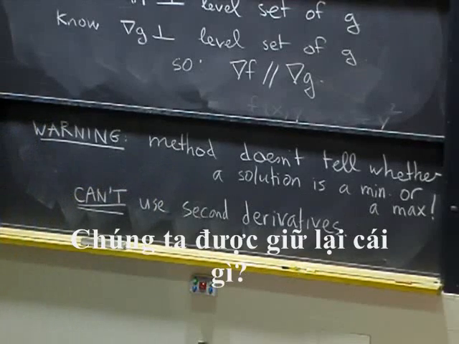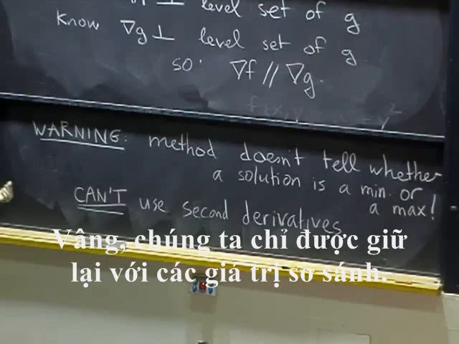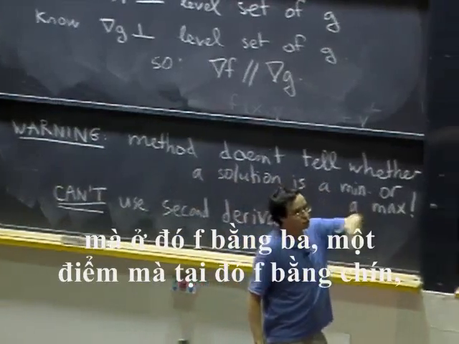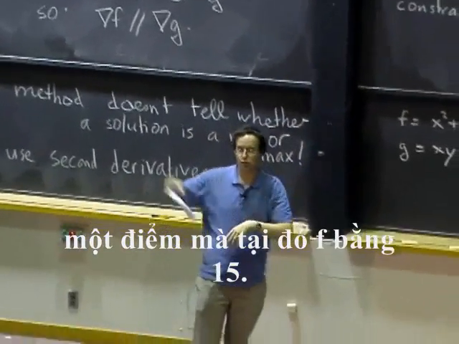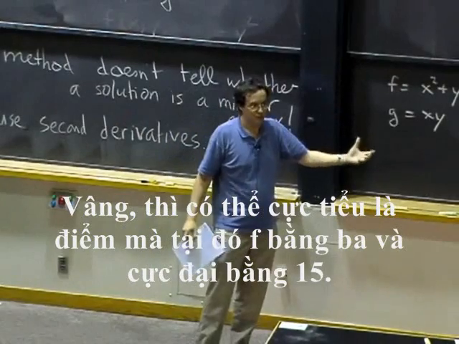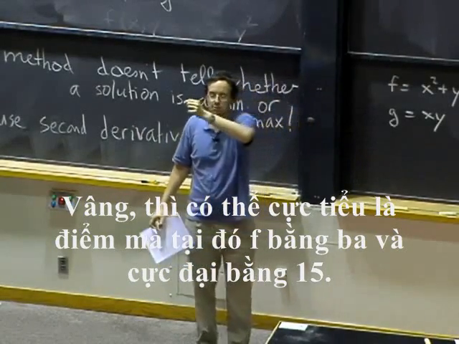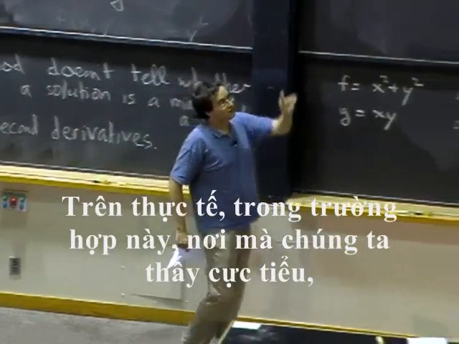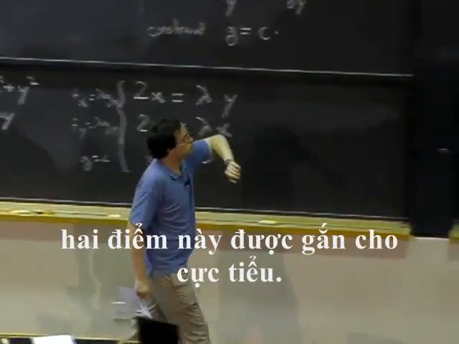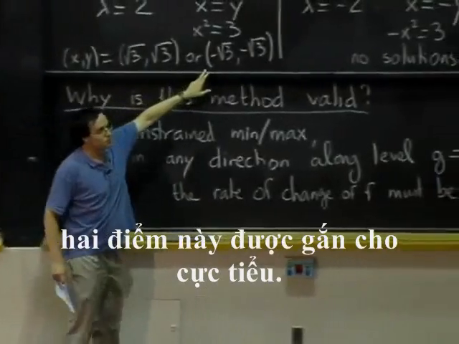So what are we left with? Well, we're just left with comparing values. Say that in this problem you found a point where f equals 3, a point where f equals 9, a point where f equals 15. Well, then probably the minimum is the point where f equals 3, and the maximum is 15. Actually, in this case, well, we found minima.